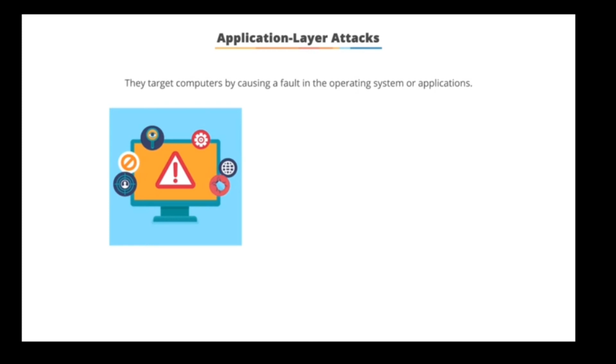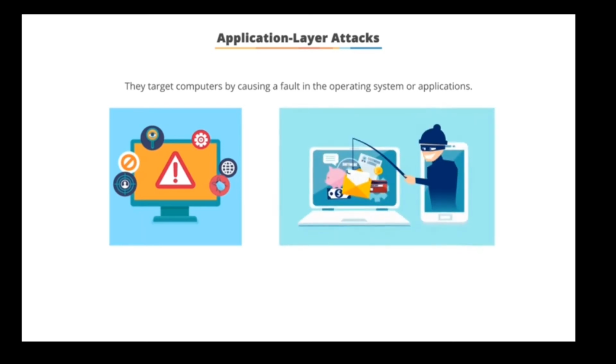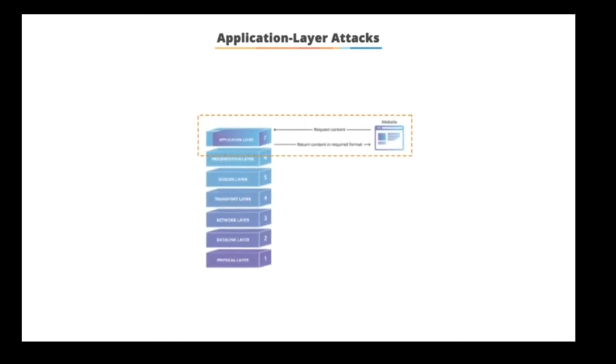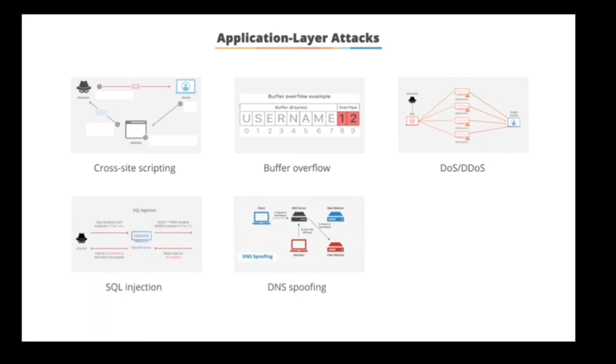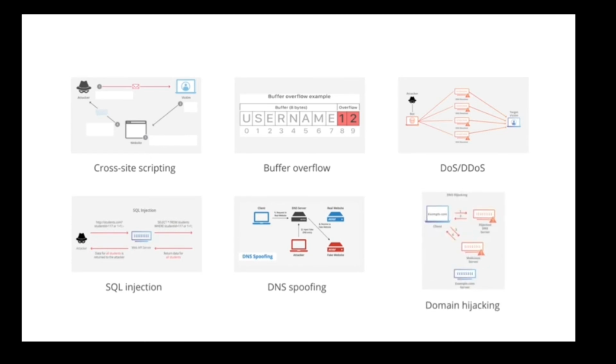An application layer attack targets computers by deliberately causing a fault in a computer's operating system or applications. This results in the attacker gaining the ability to bypass normal access controls. Application layer, or layer 7, attacks refer to a type of malicious behavior designed to target the top layer of the OSI model. Different types of application layer attacks are, for example, cross-site scripting, buffer overflow, denial of service or distributed denial of service, SQL injection, domain name system or DNS spoofing, and domain hijacking.